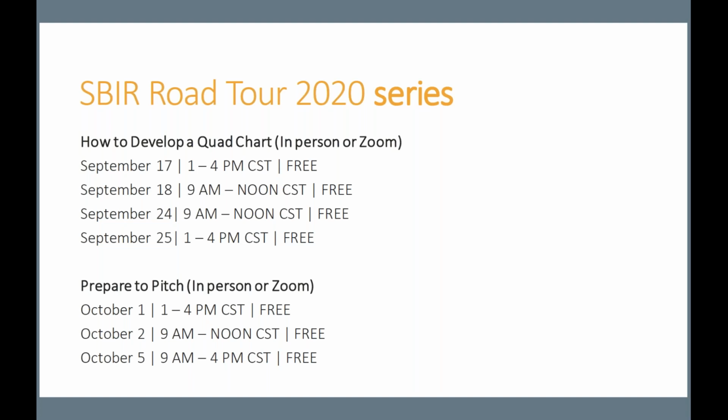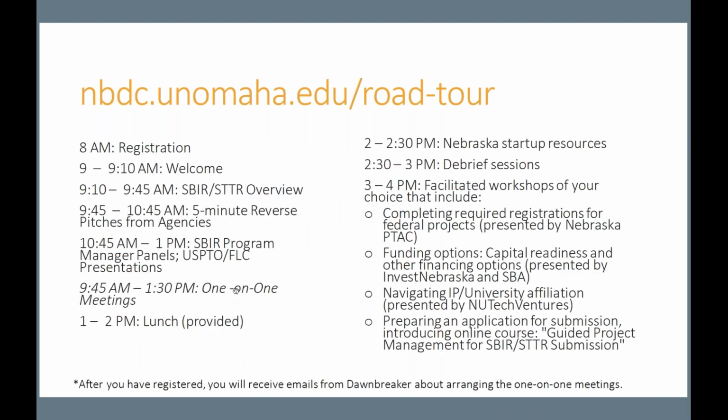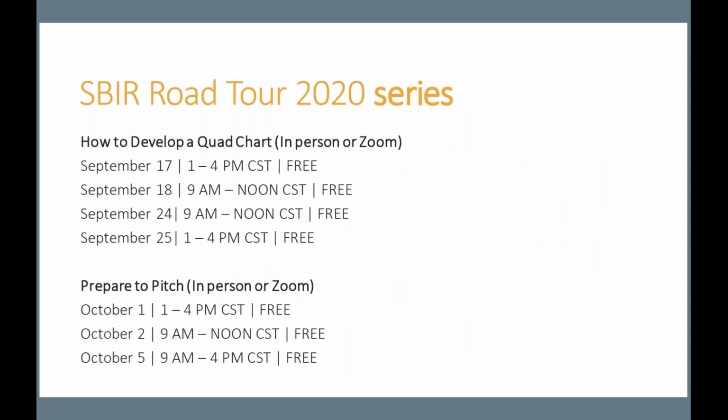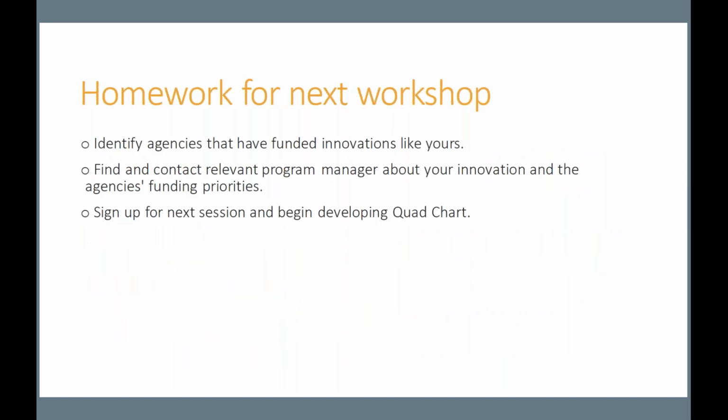And as you work on your homework assignments that I'm going to talk through in just a minute, also know that coming up in September and then in October, there will be opportunities for you to further refine your quad chart and also prepare to pitch, so that with the one-on-one meetings, it's useful to you and you go in prepared, not nervous, and have a good conversation with the federal program manager, and really feel like what you got out of that meeting was valuable.